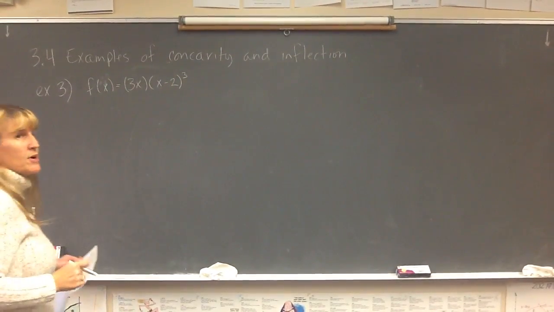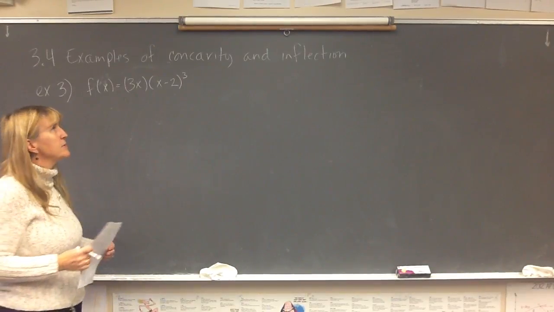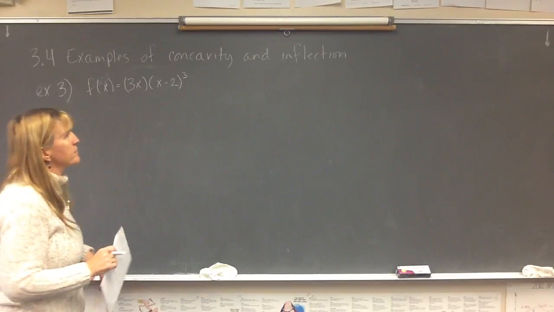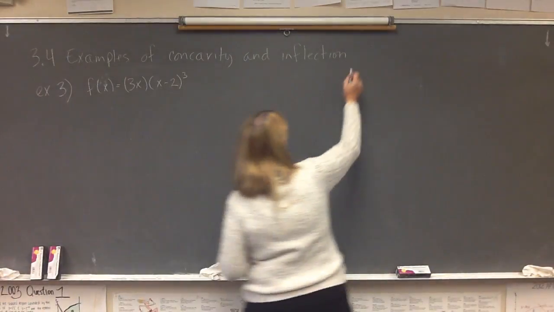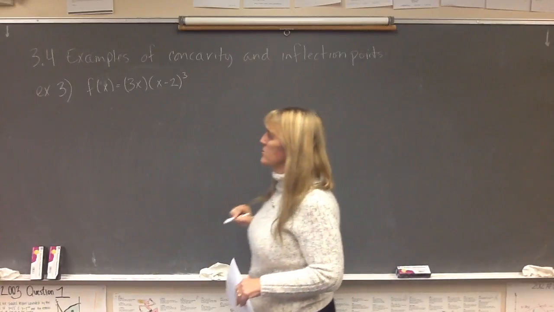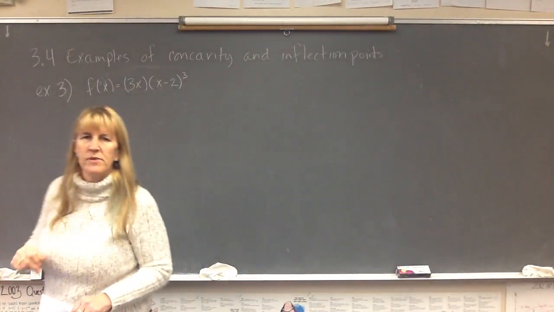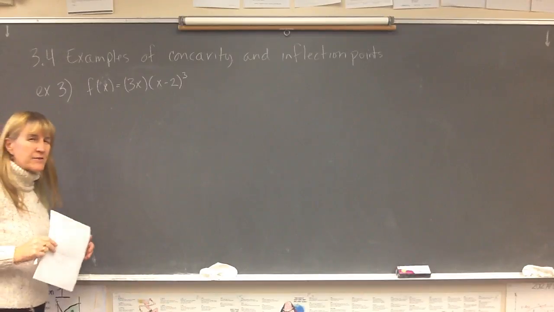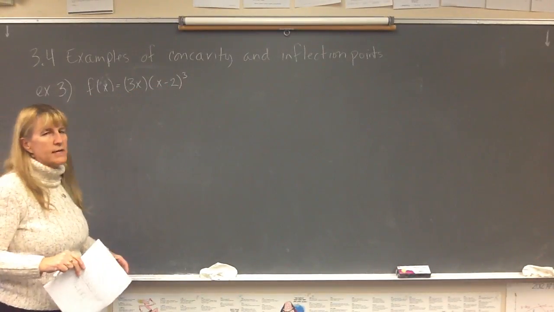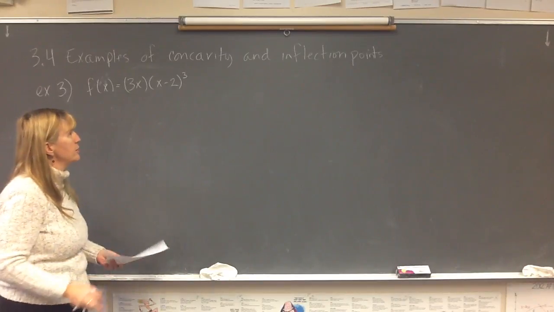We're back on 3.4 to finish up two more examples of concavity and points of inflection. Okay, so our example 3 is another polynomial function. However, it's given in factored form. I'm looking at f of x equals 3x times the quantity x minus 2 cubed.